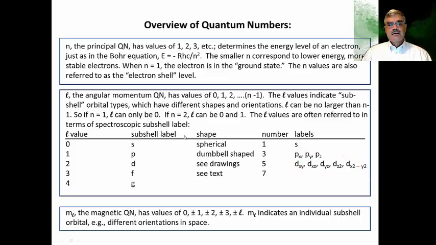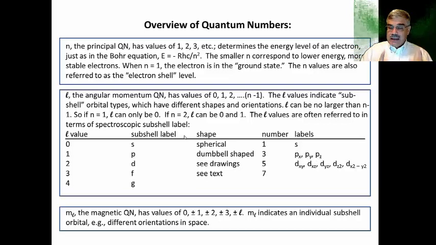The third quantum number is called the magnetic quantum number, ML, M with subscript L, and it has values of 0, plus or minus 1, plus or minus 2, plus or minus 3, and plus or minus whatever L is. Now this again seems complicated the first time you look at it, but if L is equal to 0, then ML can only be 0. If L is 1, then ML can be minus 1, 0, or 1.